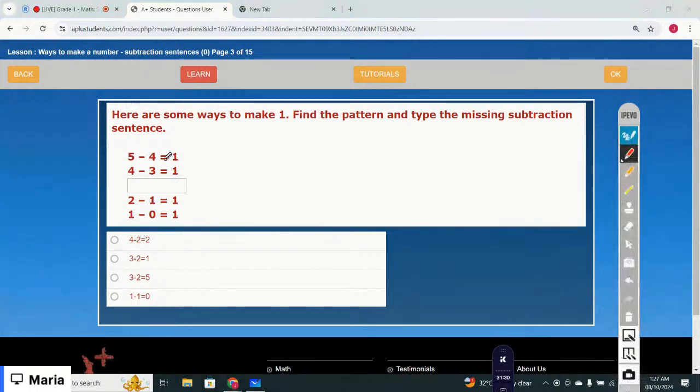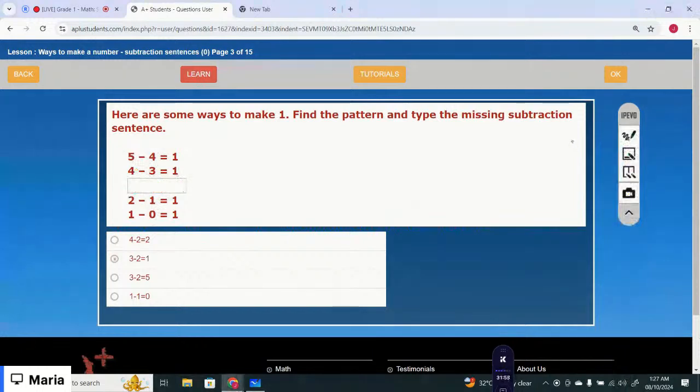You have 5, 4, right? So between 4 and 2, you have 3. So that means here you have 3. Then 4, 3. So between 3 and 1, which number is it? 2 it is. 4, 3, 2, 1, 0, right? And when you do 3 take away 2, the answer is 1. Option number 2 is the correct option. That is 3 take away 2 is 1.